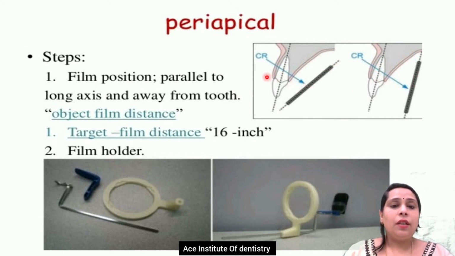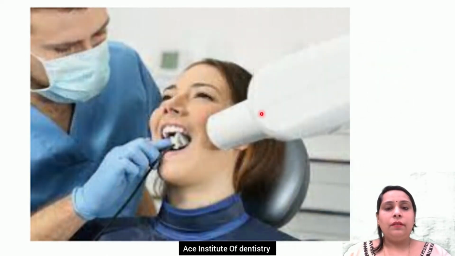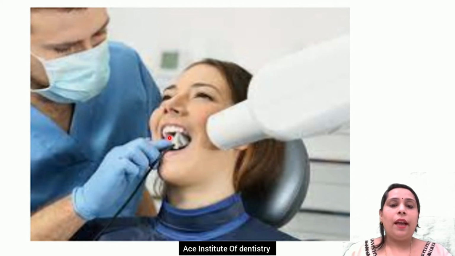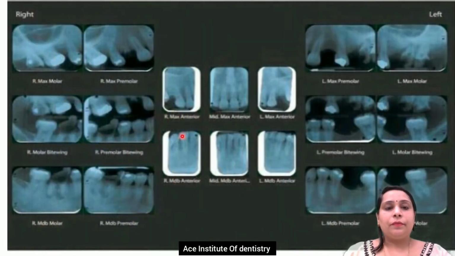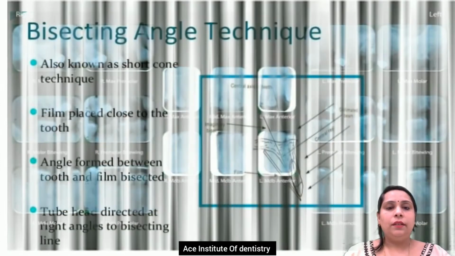If the film has to be placed very close to the tooth, then we prefer to take the bisecting angle technique. In the bisecting angle technique, the patient has to hold the film or the dentist has to hold the film. Either way is acceptable, but if the dentist is holding the film, then we have to wear a lead apron. These are the different radiographs. In a full mouth radiograph, we need upper anterior, premolars and molars.